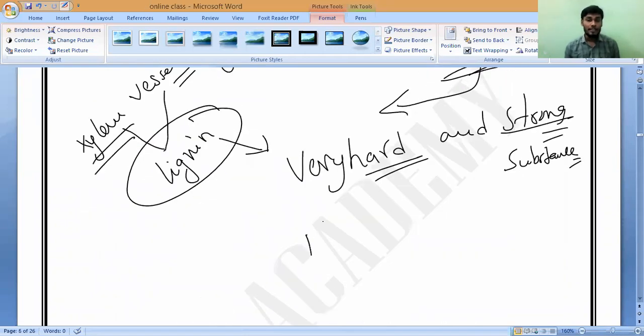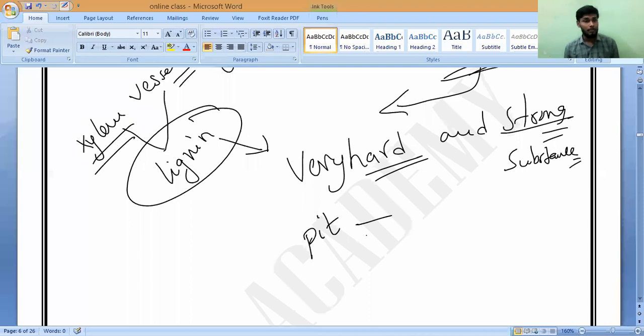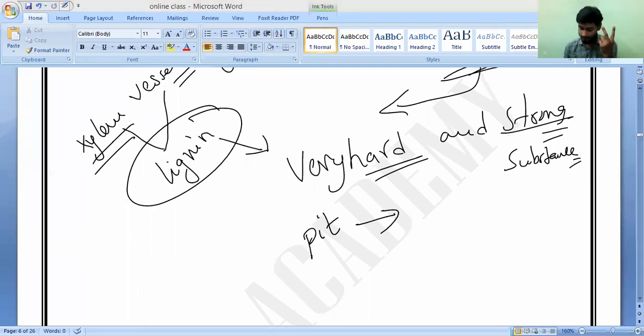The pit. So basically the xylem vessel is made up of two substances. What is that? Cellulose and lignin. The thick part contains lignin, and this very thin, unthickened part contains cellulose. Do you understand? So you can write it.